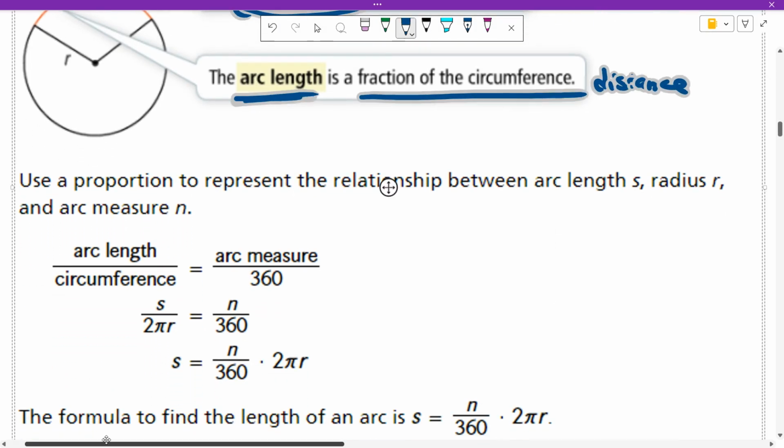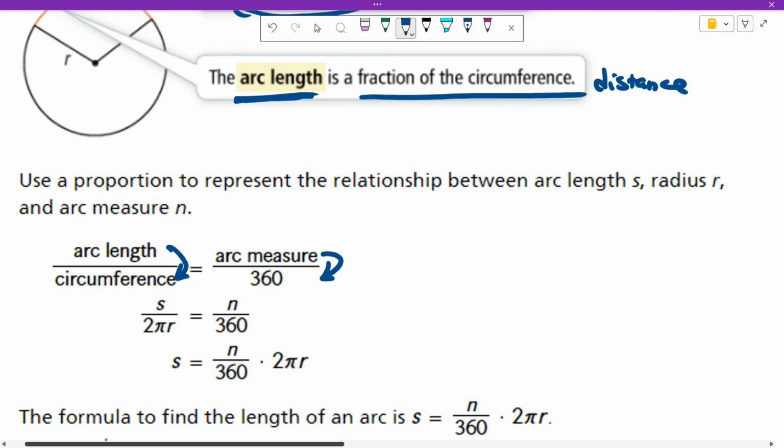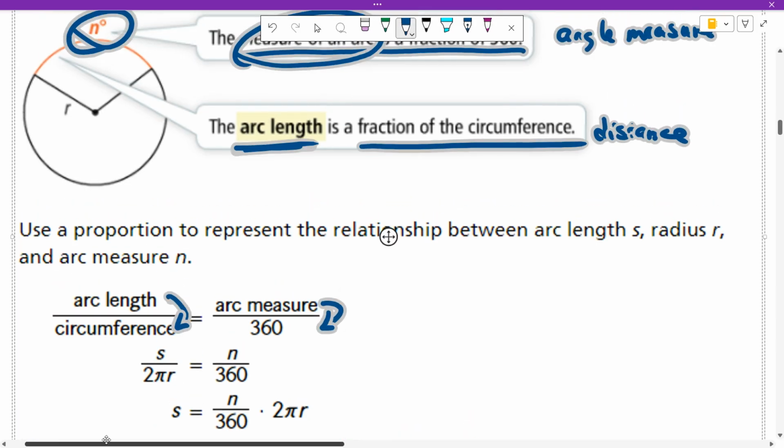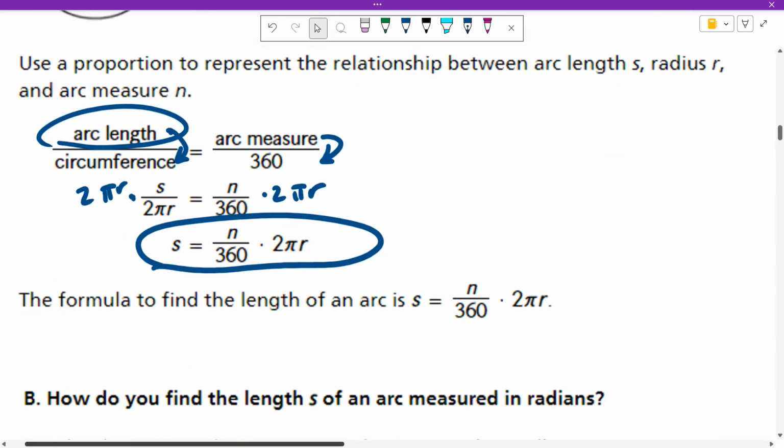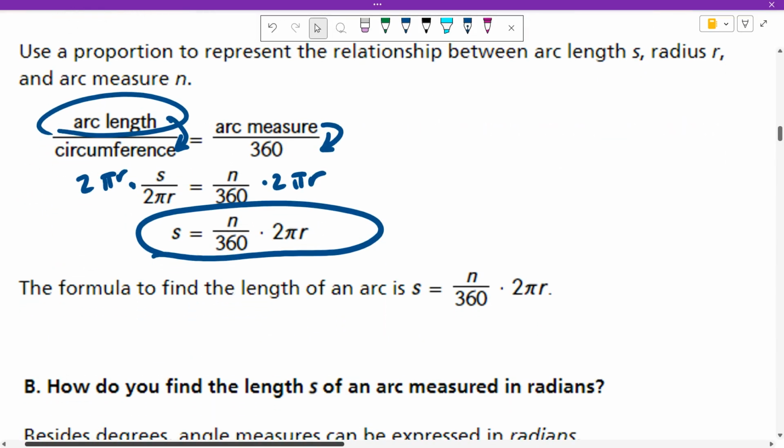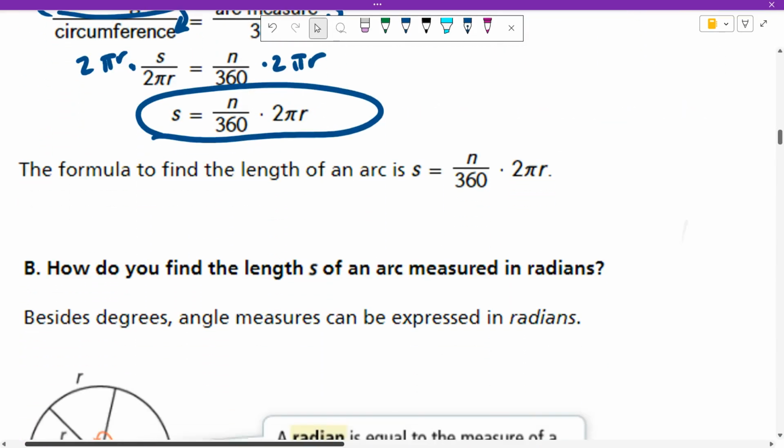Now, the arc length over the circumference equals the arc measure over 360. Okay? Because the length of the arc is a number, as in a certain amount of centimeters over the whole distance around, equals the measure of the arc over 360. So to figure out the arc length, we just multiply both sides by 2 pi r. So arc length is the part of the circle over 360 times 2 pi r. And we'll get to that here in a second.